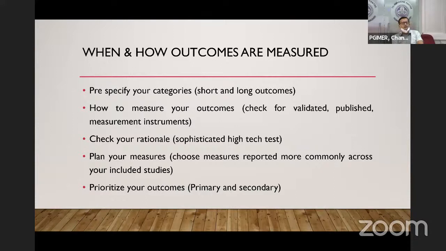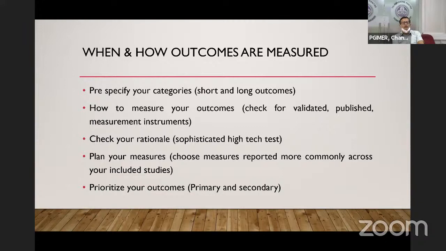So the tools used for the screening should be validated and standardized. And for the measures you are using, such as when you are measuring obesity, your measures will be BMI, weight, and waist circumference. So you have to give priority to your measures, and you have to check in which validated instruments you are using to measure it, and check your rationale.